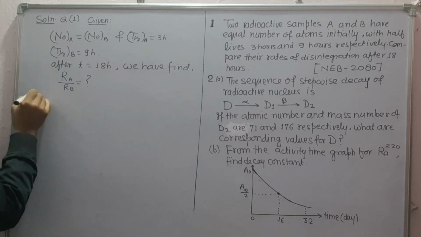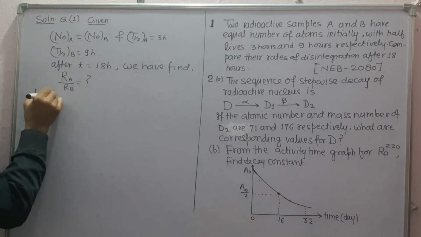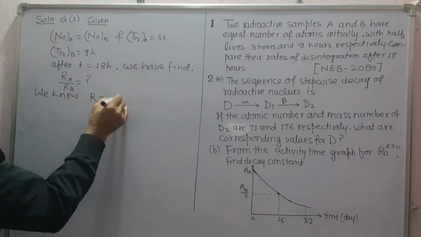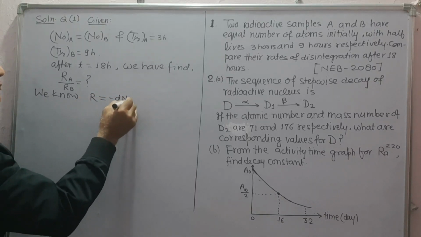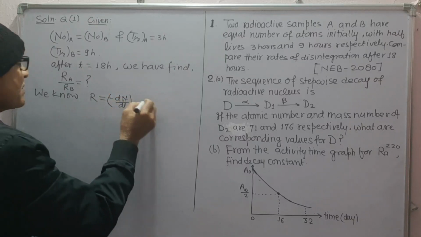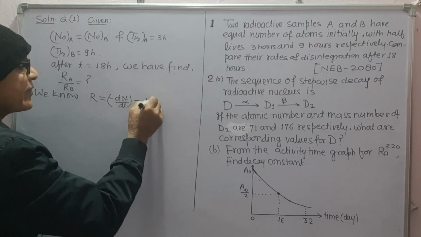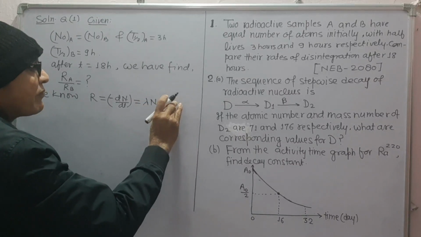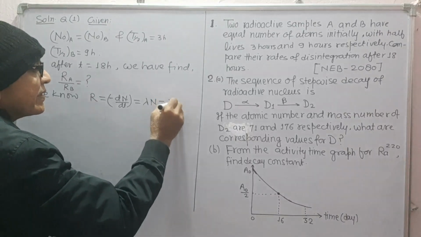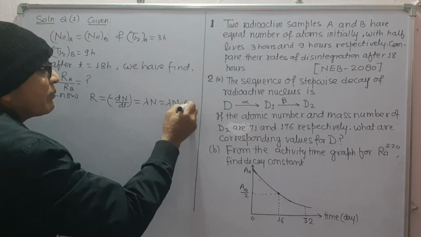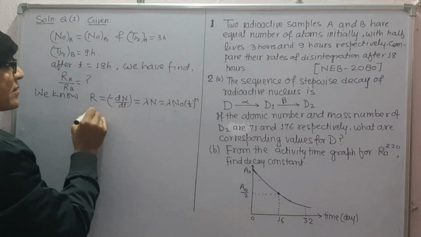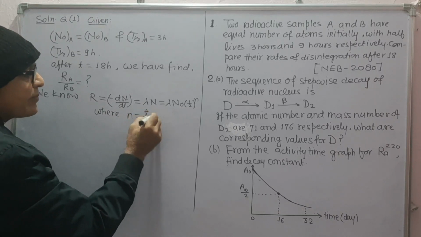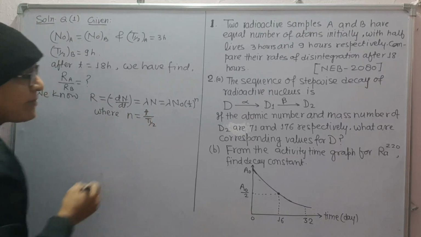Now we know rate of decay, which is equal to minus dN upon dt, is equal to lambda into N, and N can be replaced by N naught into half power n, where n is number of half-lives, means total time divided by half-life time.